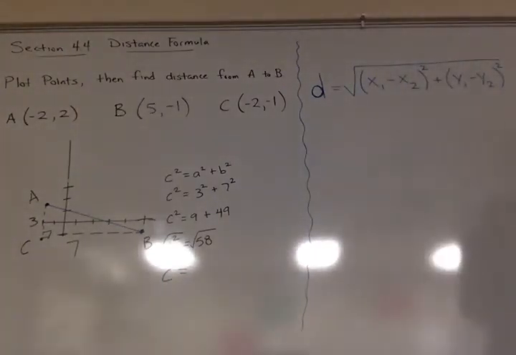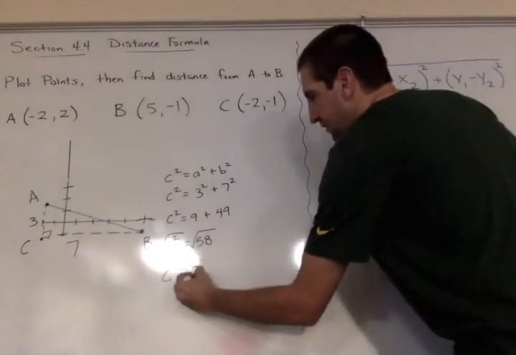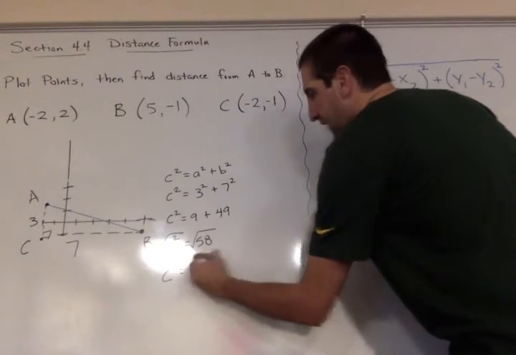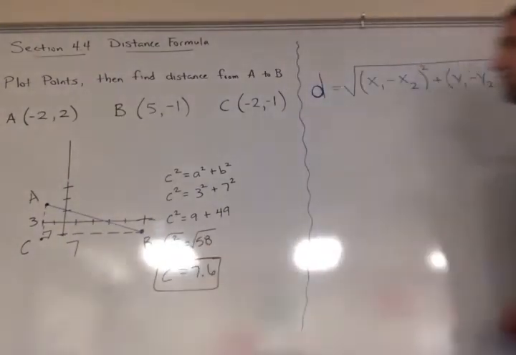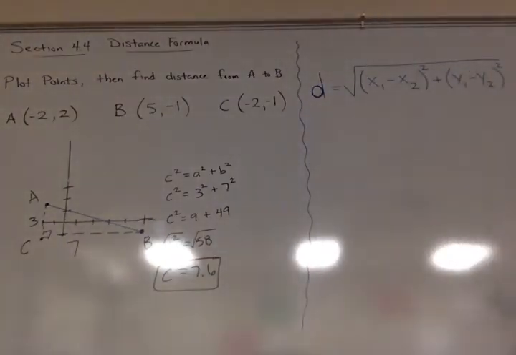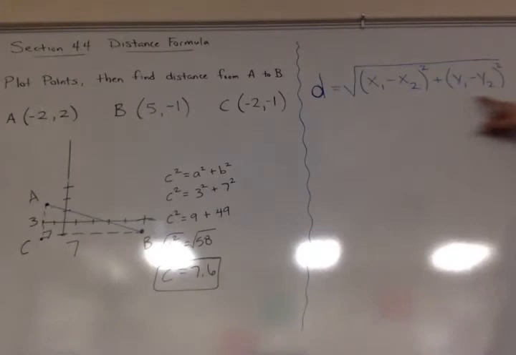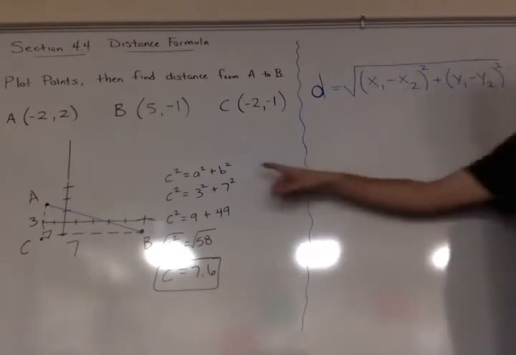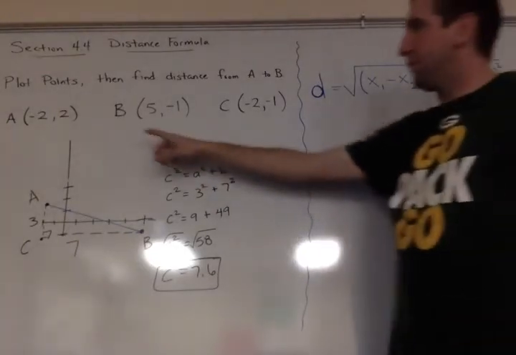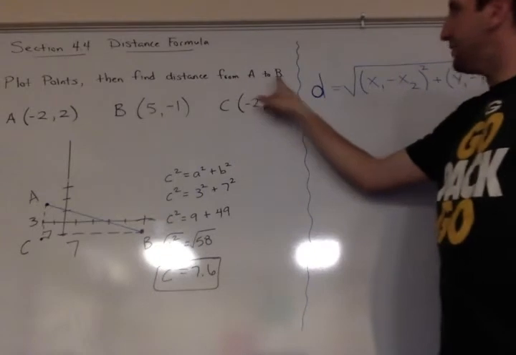I realized I didn't have my calculator out, so I need to grab that quick. And that would be 7.6. So our distance from A to B is 7.6 units. Now a quicker way to do that without having to plot this graph, we can very quickly use the distance formula. So I'm going to use this exact same example to find the distance from A to B.